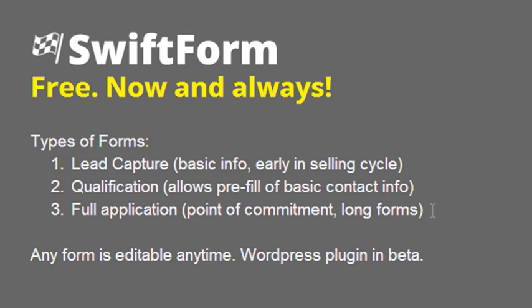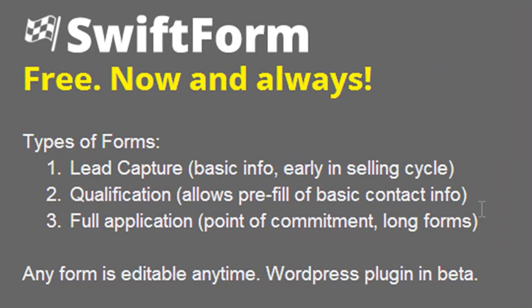Before we get started, I do want to spell out that there are three types of forms, and spelling it out with this clarity will help you understand what the form needs to do. The basic forms are lead capture, and that's basic info early in the selling cycle, typically just a name, phone, maybe some comments, something like that. You might get a physical address if you're in real estate, but it's generally a short form for basic information.